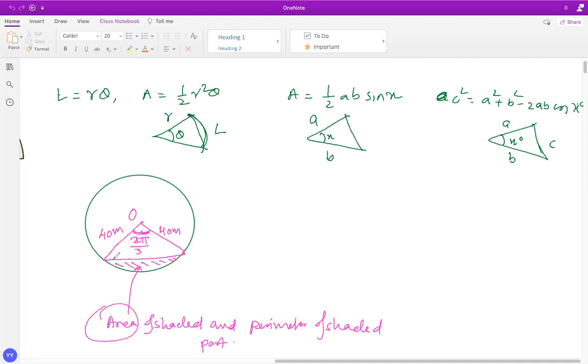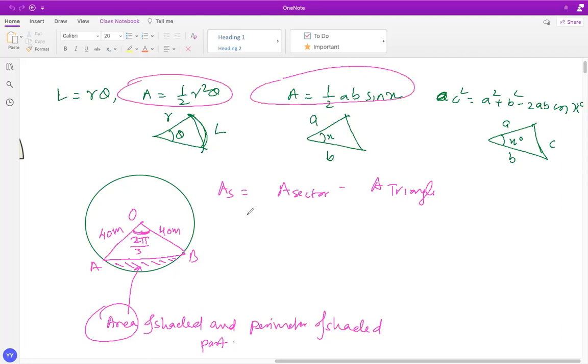If I look at the area of the shaded part, A shaded is going to be A sector minus A triangle. Now, what is that triangle that is getting formed here? OAB is a triangle, and the area of the sector you already know, the formula, and the area of a triangle also we know. So we have to use these two formulas to get the answer. The area of the sector here is half times the radius, 40, squared, times theta, which is 2 pi by 3.